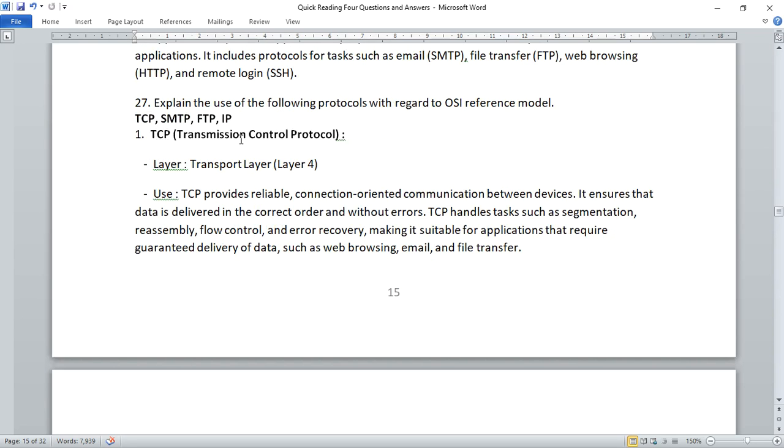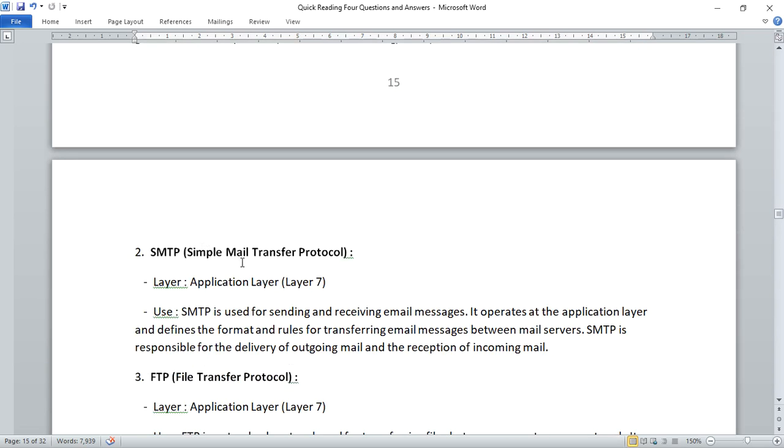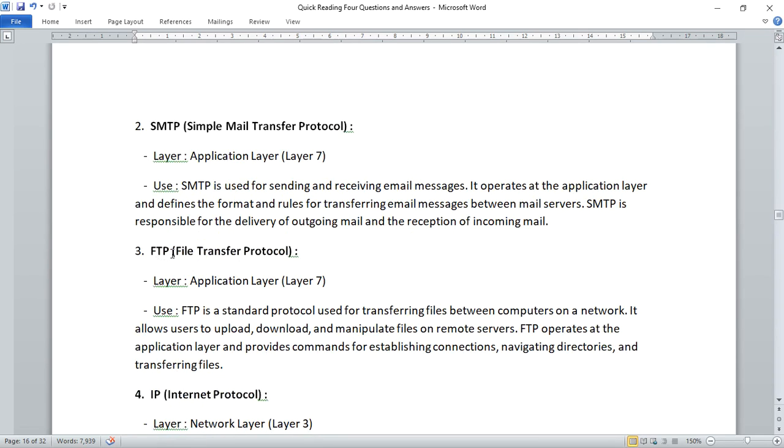So, Transmission Control Protocol provides reliable, connection-oriented communication between devices. It just makes the connection reliable. Then we have Simple Mail Transfer Protocol. This one is responsible for sending and receiving of emails. That's why we are bringing the term email. Then we have the File Transfer Protocol. It is responsible for transferring files.